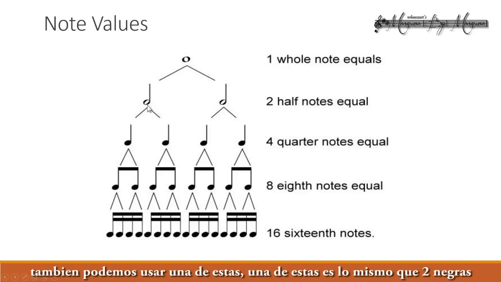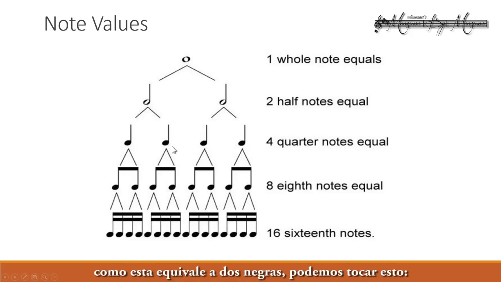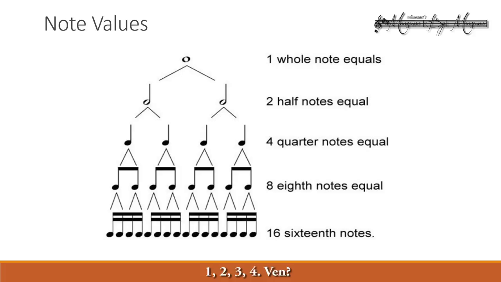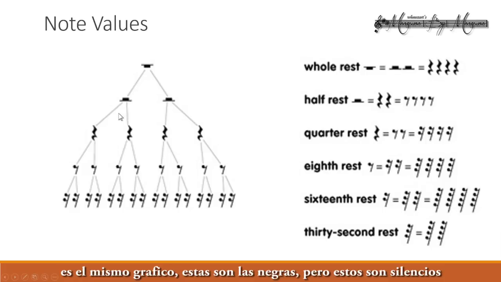But we can also write one of these, because one of these is the same length as 2 quarter notes, and then have 2 quarter notes. That will give us 4/4. We have this note and then this in one measure. Since this is the same as 2 quarter notes, we can play this. 1, 2, 3, 4. See? I hope that makes sense. And then, just so you know, each note also has a value in silences. This is the same graph.